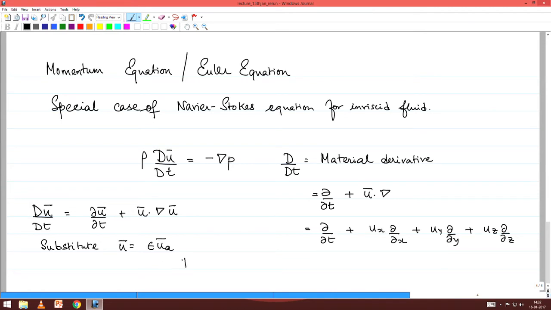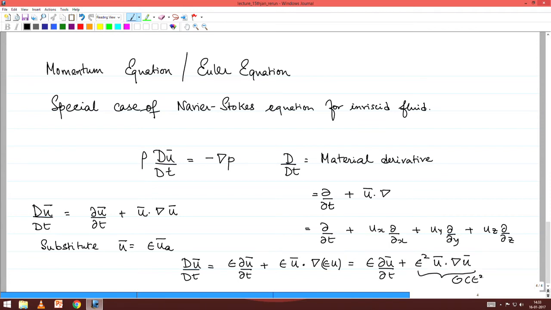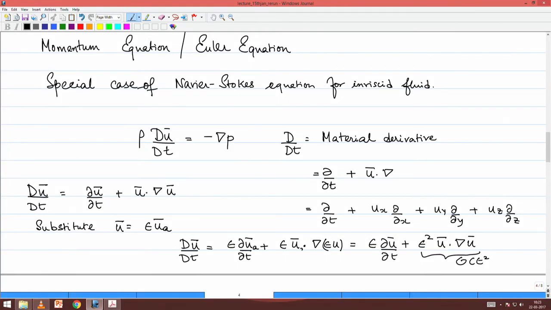So, again you see that du dt therefore is epsilon del u del t plus epsilon u dot gradient of epsilon u. Okay. So, that again means that the first term is order epsilon and the second term is epsilon square u dot del u. Okay. So, as one can understand from this derivation, this is a higher order term, or order epsilon square term. So, I will put an A here.